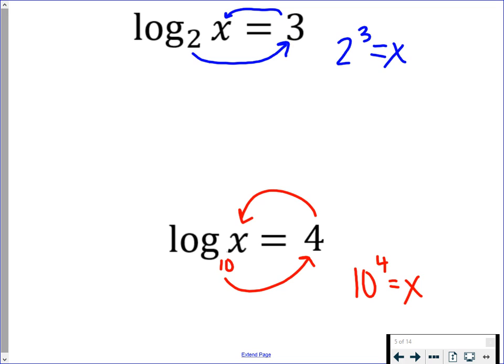Any questions so far? I'm still really confused. I know what to do, but I don't know what any of it means. Okay, we'll get there.